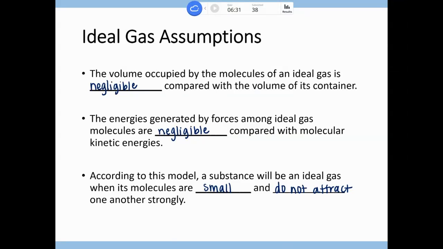So small molecules with minimal forces of attraction to each other act more like an ideal gas. The larger gas molecules act less like an ideal gas. The ideal gas assumptions don't align with large gas molecules or gases that have strong forces of attraction between the molecules. So the further we go away from these properties, the less ideal that gas behaves.